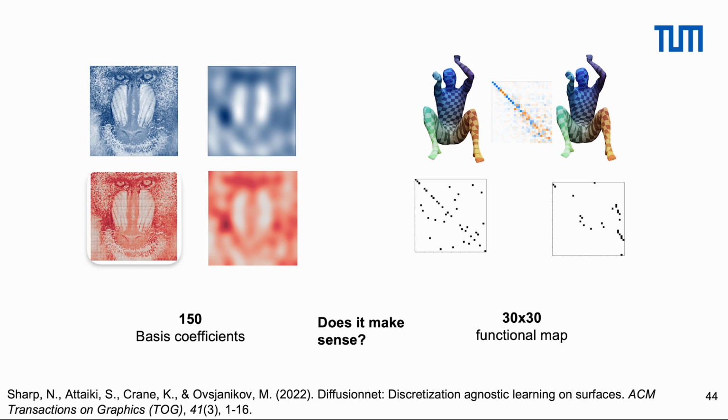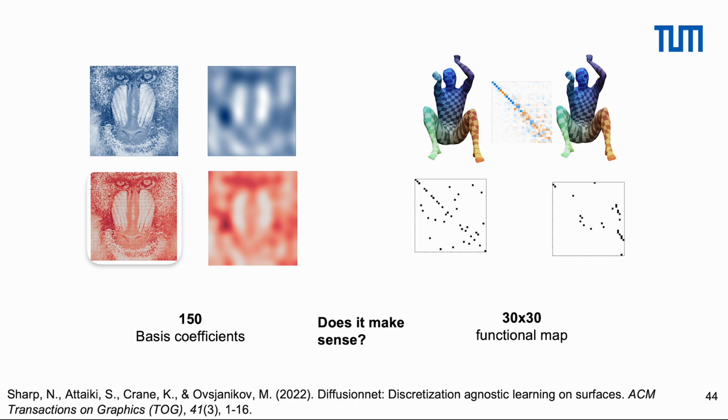On the left-hand side, I'm showing you an image example encoded with 150 basis coefficients. On the right-hand side, we have a 30 by 30 functional map and a texture transfer. Notice the functional map has mostly diagonal entries, so probably there are much fewer than 150 that are deviating from the 0 values. Yet, we're looking at a texture transfer nearly indistinguishable from the ground truth. So there has to be something that seems to have glitched with our intuition that we have built up from here.